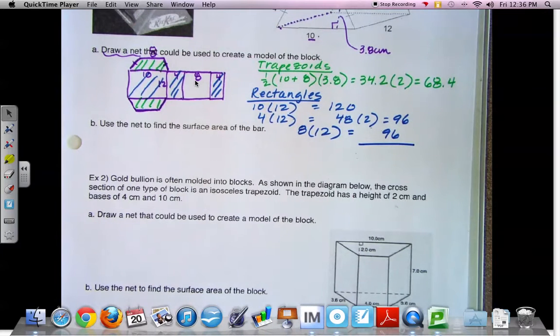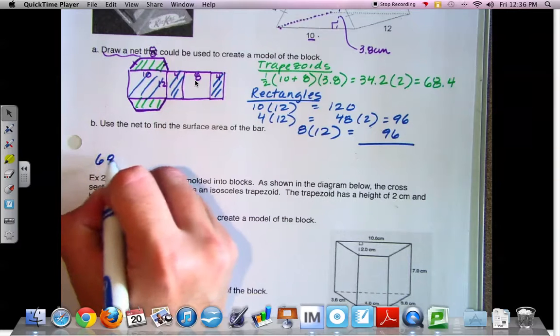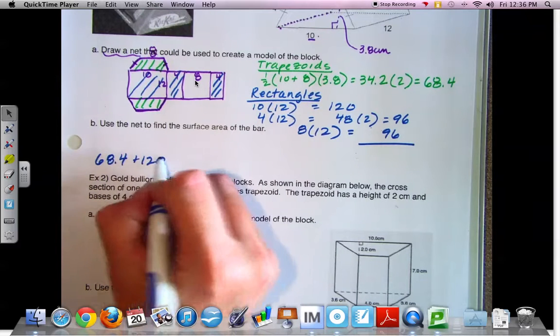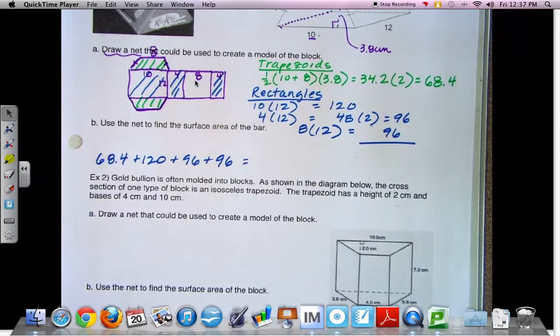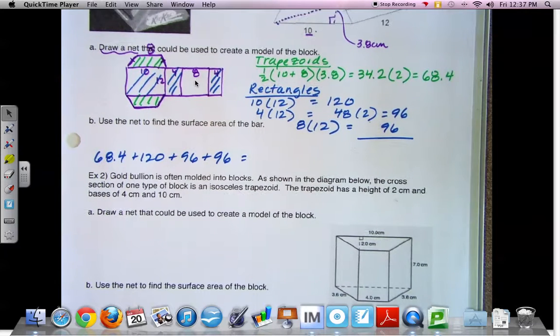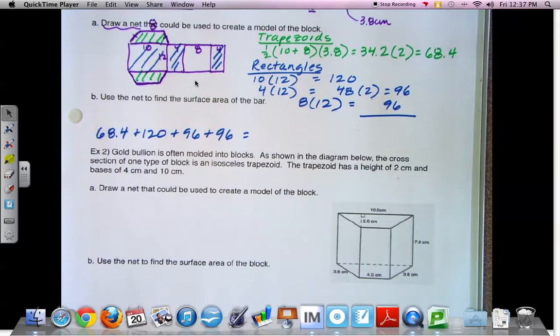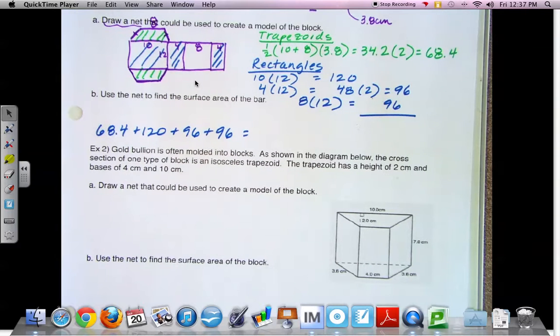So now what do I do? Add them all together. 68.4 plus 120 plus 96 plus 96 gives us 476.4 cm squared. Everybody agree? True. Yep. Where did you get that from? Do you all agree? Yes.